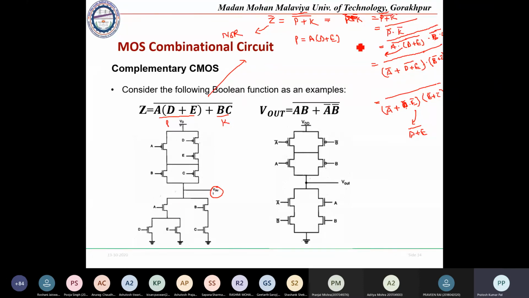So whatever P variable is there, the implementation of P will be in parallel with the K function. So this K is again the NAND gate variation. So this NAND gate will be implemented in the form of B and C in series. Okay, so this is how the base is implemented, like the pull down network will be implemented.